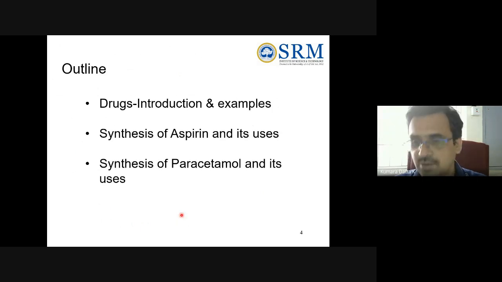So, what do you have for your syllabus? You have what drugs are, introduction and examples, how to synthesize aspirin and its uses, and paracetamol and its uses. None of the places have mechanism. So you can expect a 4-mark question on synthesis of aspirin or paracetamol, followed by uses. For the synthesis 2 marks, uses 2 marks.